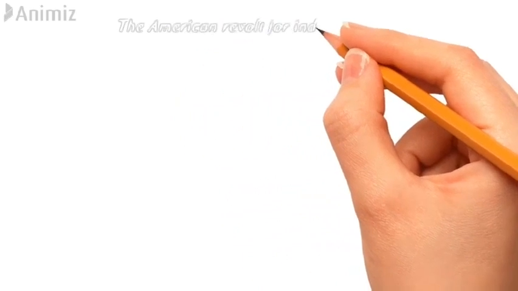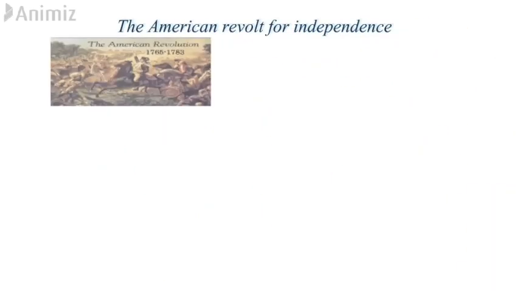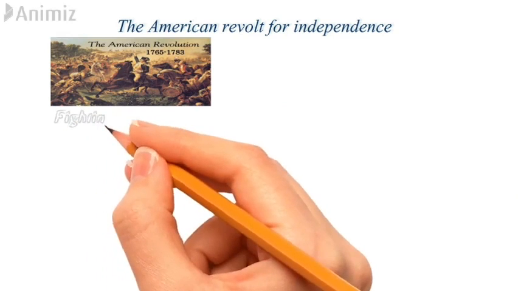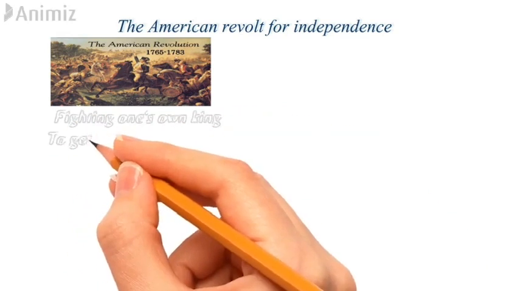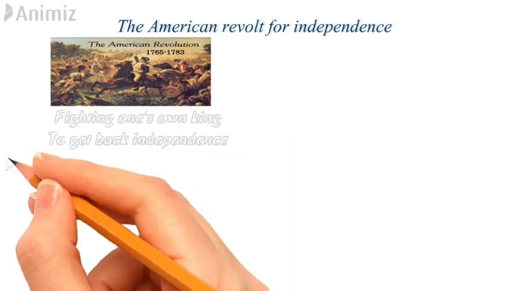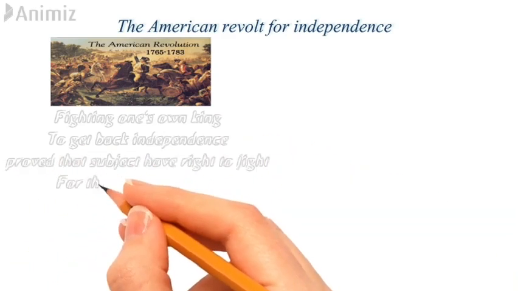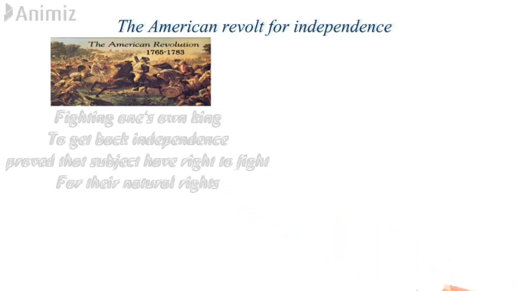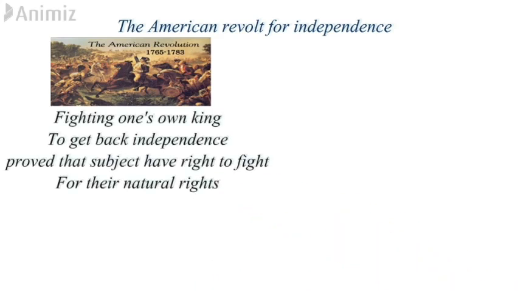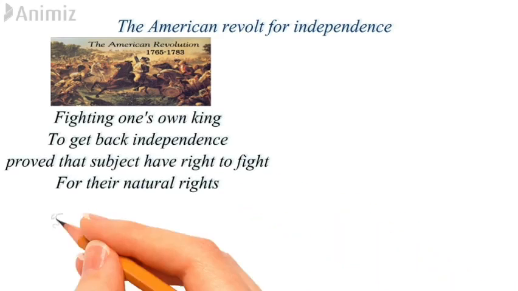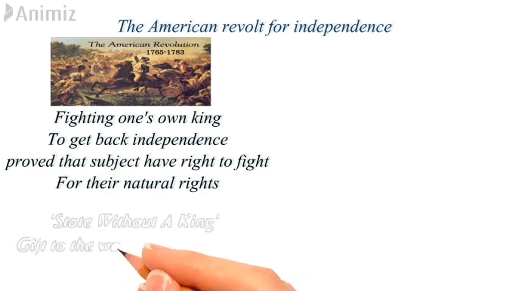The American Revolt for Independence, also known as the American Revolution, was to fight one's own king to get back their independence. They proved to the world that subjects have the right to fight for their natural rights if the ruler denies them. It is said that a state without a king is a phenomenon which is a gift to the world from America.